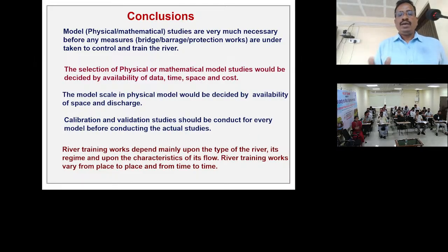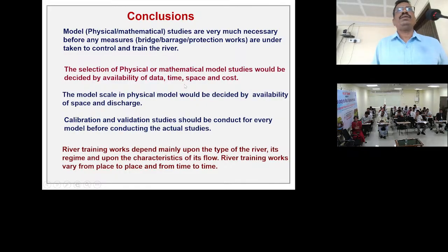Just now I explained time, how much time you require. Suppose whenever the project authority comes to us, they require it within a short period, like 6 months, then we will go for mathematical model studies. If the time limit is not there, then for physical model studies we can take more time. So minimum 1 year is required for the physical model studies, hydraulic model study. So time is also very important.